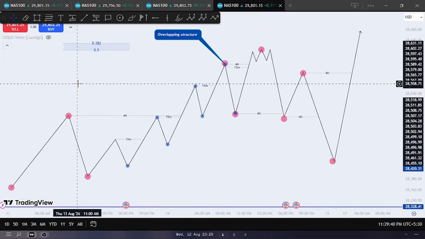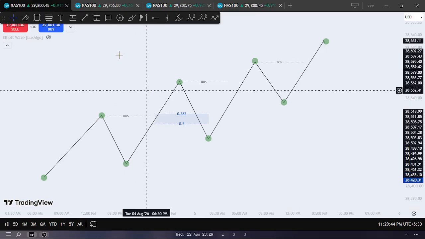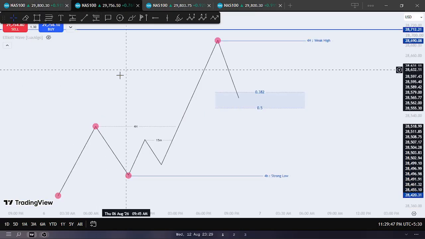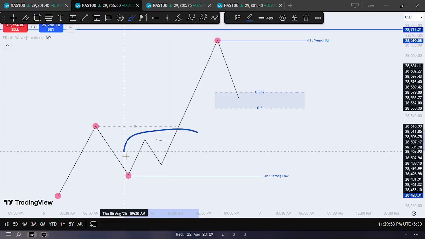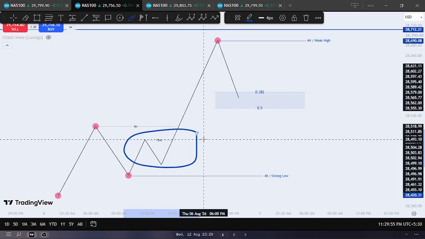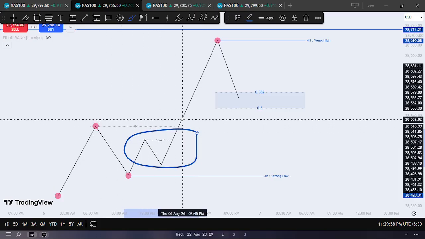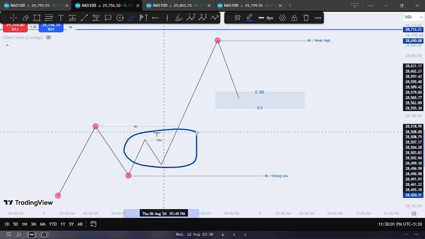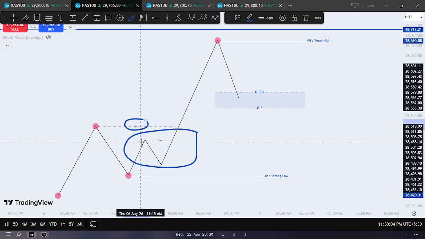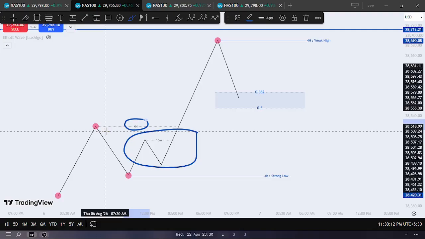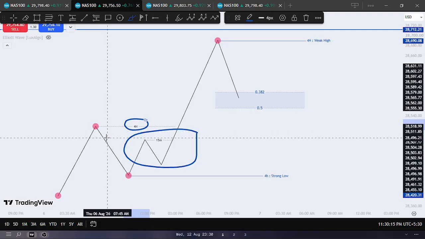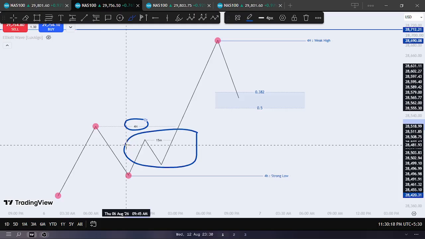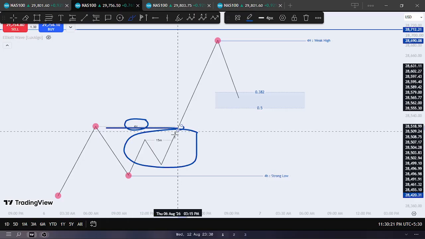I think I have mentioned a lot of it. Let me just do a small recap. To avoid this problem, you can focus just on the internal structure that is formed before the break of structure, before our 4R break of structure, which is this, right?